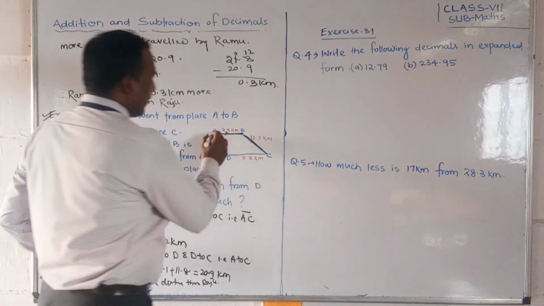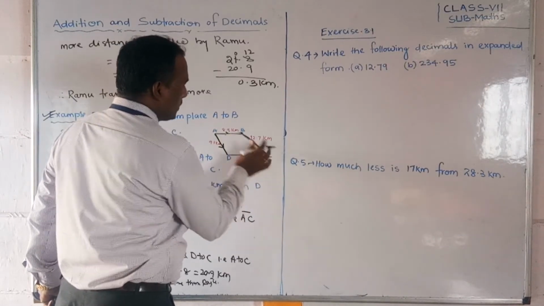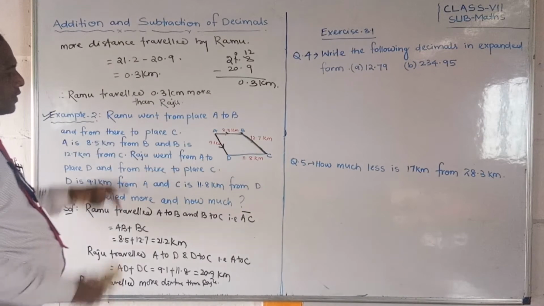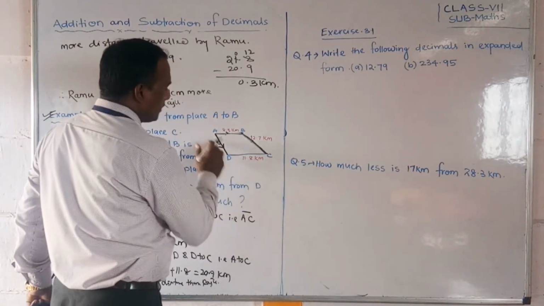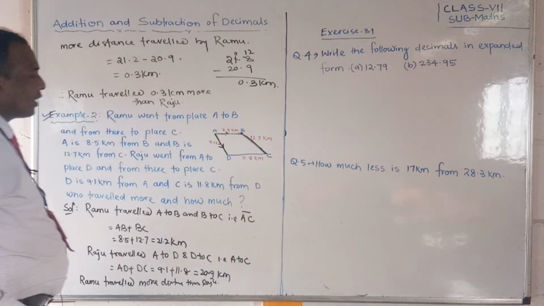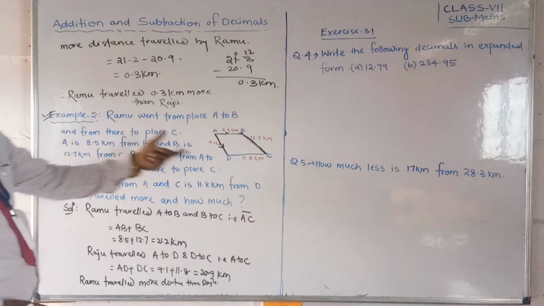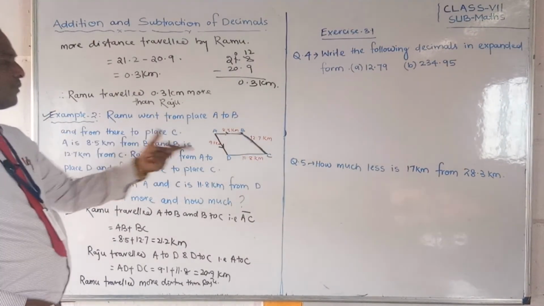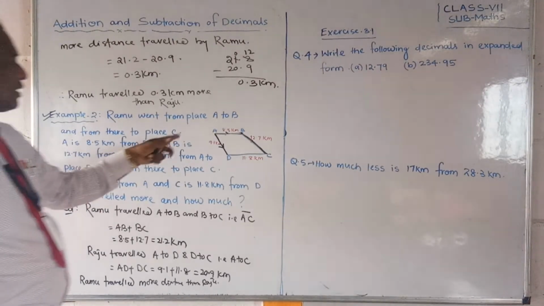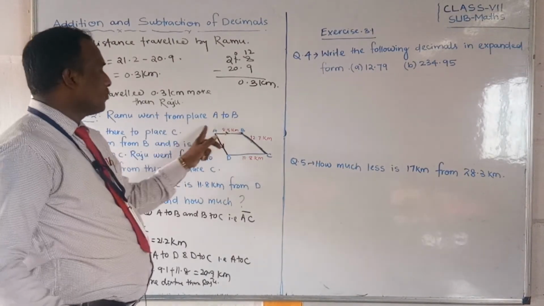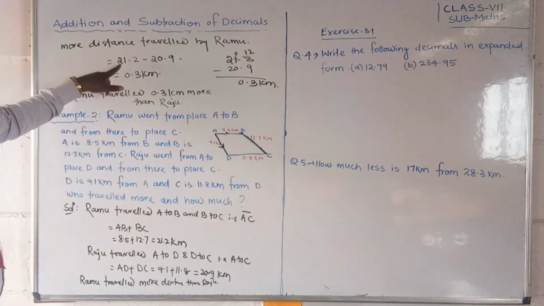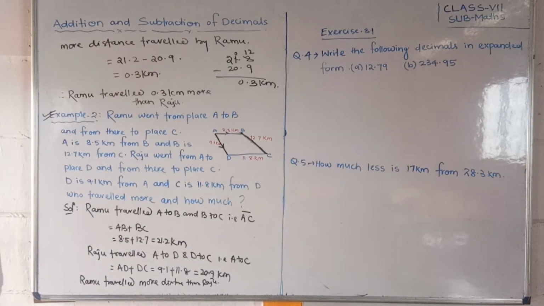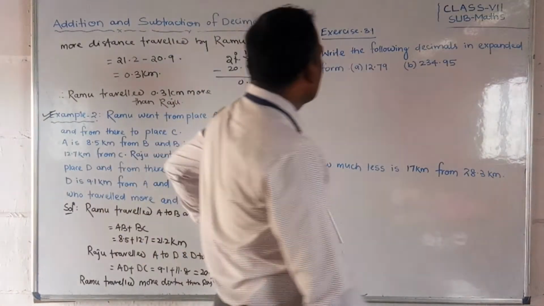Okay, now what have you done? First of all, A to B and B to C, this distance you have to add. That is the distance traveled by Ramu. A to D and D to C, both distances you have to add. That is the distance traveled by Raju. Now we have to compare both. If you see which one is more, Ramu is traveling more distance. So that's why we have to subtract Raju's distance from Ramu's. So 0.3 kilometers. Okay.